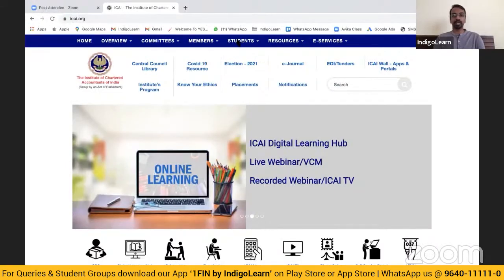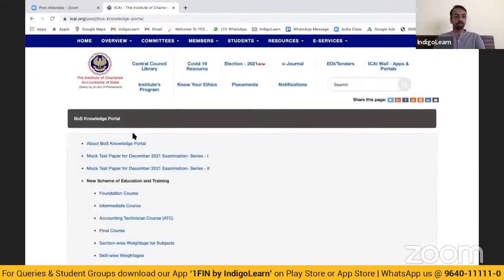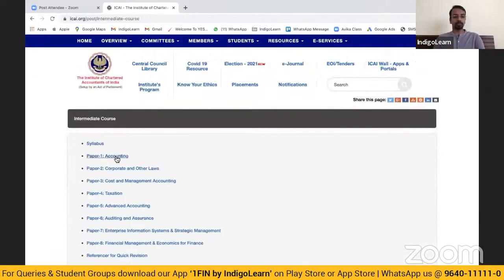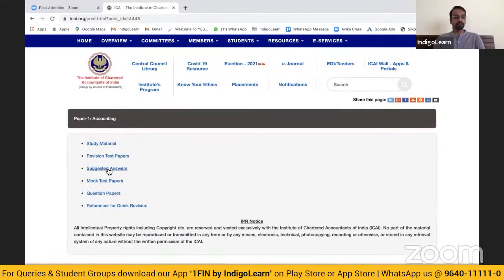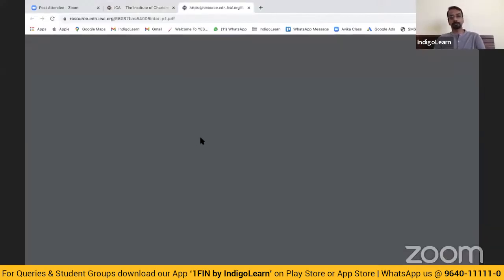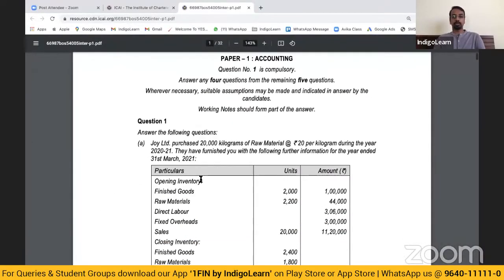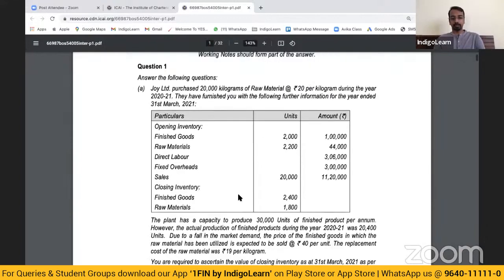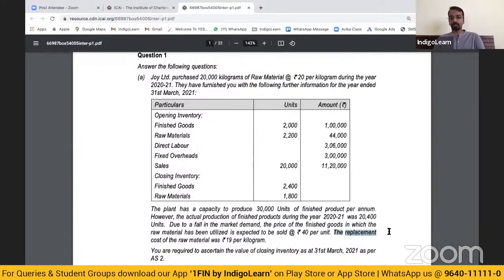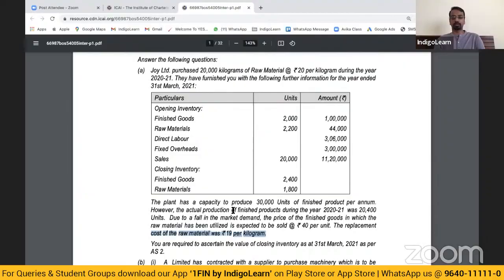Let me pick up a past exam paper and help you understand how to handle the questions in the examination. So let's take up the July paper. If you see, question number 1 is compulsory. A, inventory. Exactly the same concept we discussed yesterday, replacement cost basis and all of these things. We'll do the computation, take up question by question and solve it one by one.